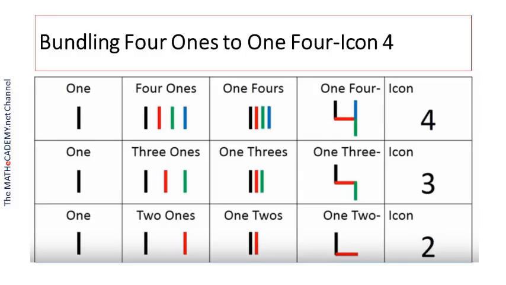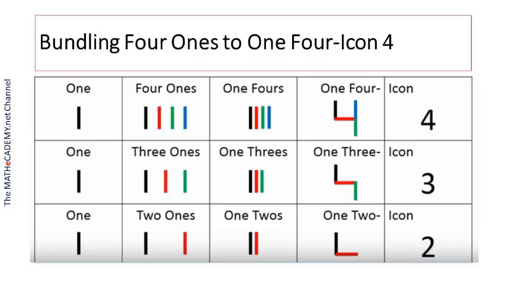Sticks are counted in 2 ways, as ones, or as bundles. 4 sticks are counted as 4 ones, or as a bundle of 1 four, that can be rearranged into a 4 icon, with 4 strokes. 3 sticks can be rearranged into a 3 icon, with 3 strokes, if written in a less sloppy way.